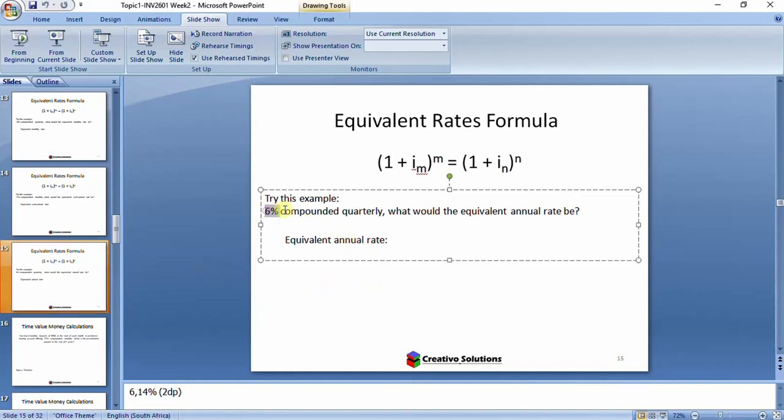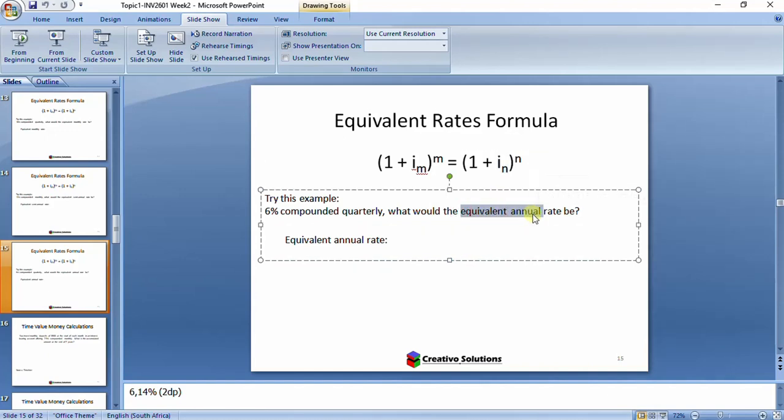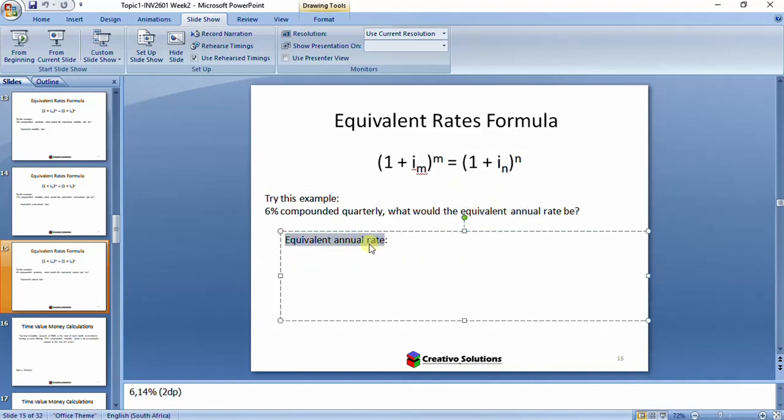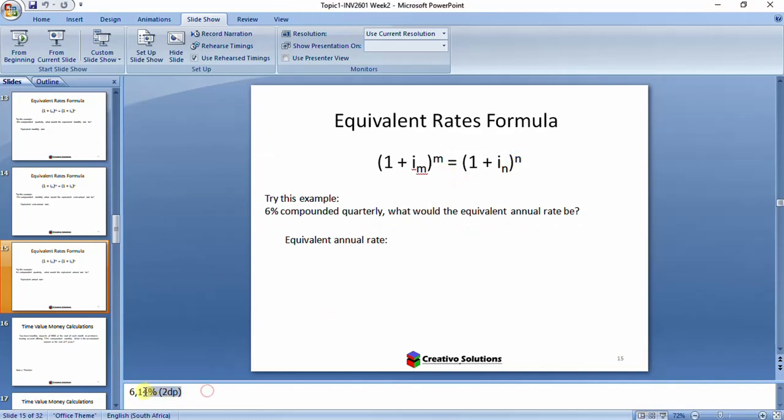What happens if I have a 6% compounded quarterly interest rate? Well, if it's compounded quarterly, this would be your I4. I4 is what's given, so that would be your IN in this scenario. And then you're looking for the equivalent annual rate, which is nice and simple. I'm looking for I1. So in your formula here, you would have 1 plus I1 to the 1 equals 1 plus I4 to the 4. And then you'll do the arithmetic and solve, and you should get that answer there, 6.14%. That's your equivalent annual interest rate if you have 6% and it's compounded quarterly.